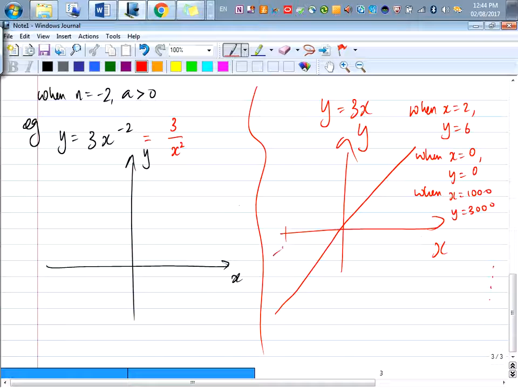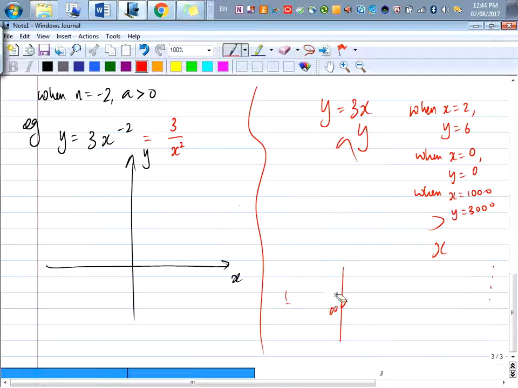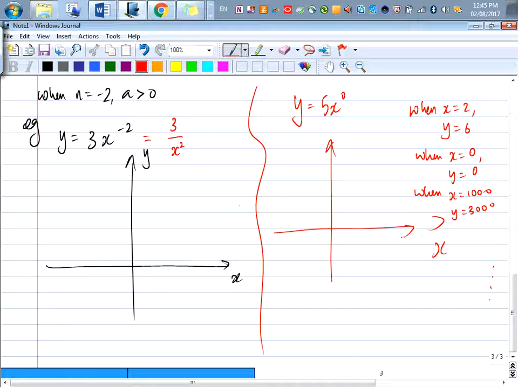Whatever value of x over here, maybe negative 3000, I will get a corresponding value of y, which over here will be negative 9000. And the graph stretches on forever and ever. That is my linear graph. Okay? Then I can have another example of y equals 5x to the power of 0. What does this graph look like? We all know it is a straight horizontal line, but I can do the same calculations over here. When x equals 2, what is the value of y for this equation?